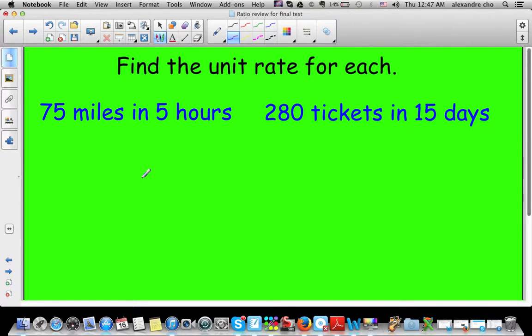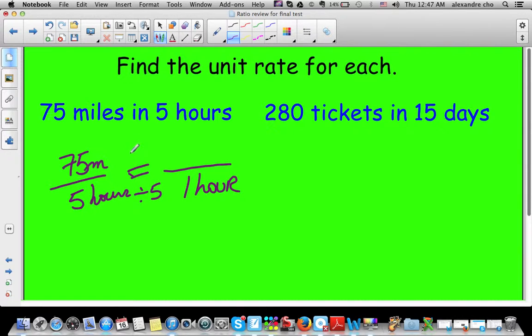So first thing you should have done is written it as a fraction. 75 miles, 5 hours. We want to change this, and instead of 5 hours, we want to know what happens in 1 hour. So from 5 to 1, it's divided by 5, and obviously the top is divided by 5, which is, I have no idea, 15 miles. So in 1 hour, 15 miles can be covered.